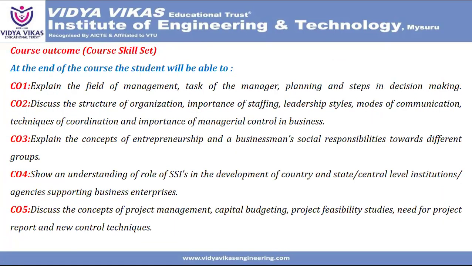This covers your CO2, course outcome 2, that is, discuss the structure of organization, importance of staffing, leadership styles, modes of communication, techniques of coordination, and importance of managerial control in business. These are all the topics covered in course outcome 2.